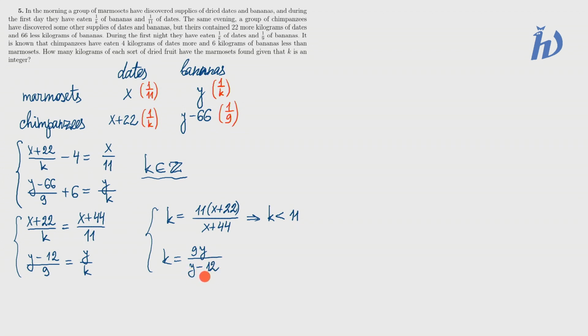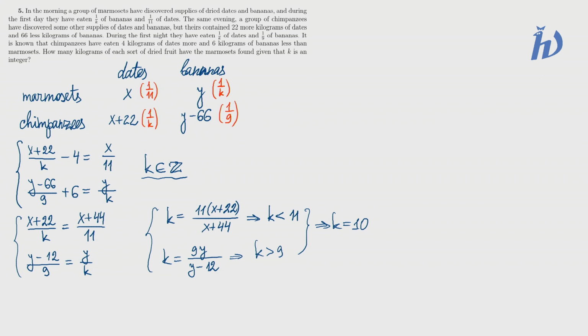But if y is greater than 12, we have that the numerator and denominator of this fraction are positive, and if we don't take this 9 into account, without it, this fraction is greater than 1, for its numerator is greater than its denominator. But if multiplied by 9, it becomes greater than 9. Let me better write it as k is greater than 9. And so we deduce that k is equal to 10, the only possibility because k is an integer.